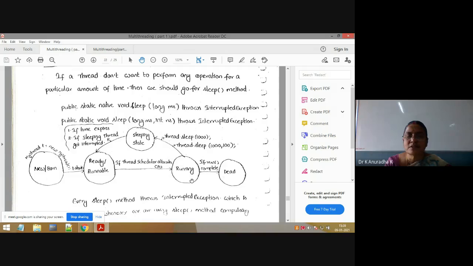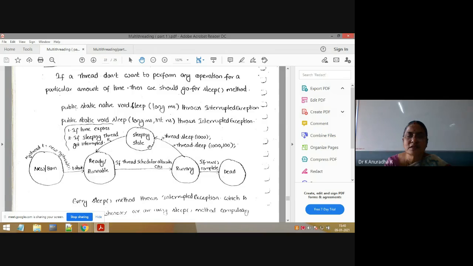So suppose we take one thread which is in the running state, and that thread doesn't want to perform any operation for a particular amount of time. At that time it will use the sleep method to go to the sleeping state from running state, using Thread.sleep(long milliseconds) or Thread.sleep(milliseconds, nanoseconds). These two we can use. So for this many seconds it will be in the sleep state. Once the time expires, that thread will go to ready state from sleeping state.